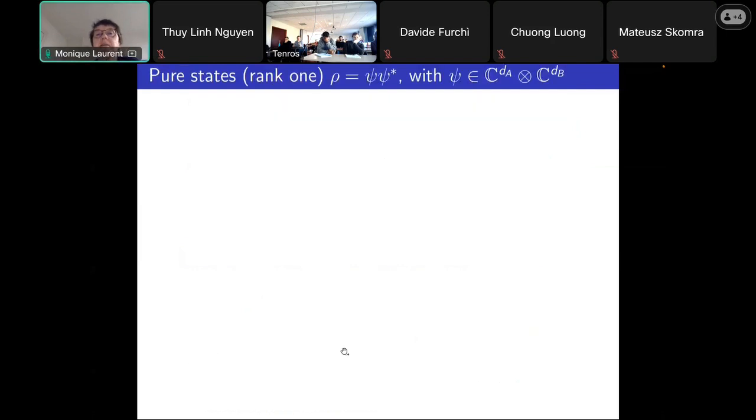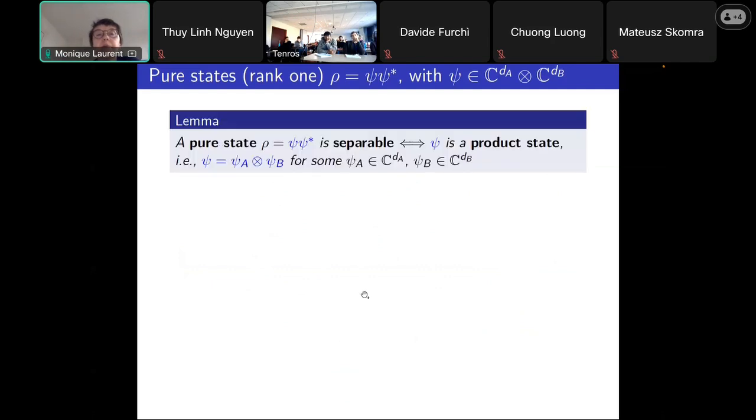Okay, let's see a first example, a pure state. A pure state, by definition, is a rho which has rank 1. So it can be written as psi psi*, where psi lies in the tensor product space. It's not very difficult to see that such a rho is separable if and only if psi is a product state, which means that psi is itself a tensor product of two vectors, the first coming from the first space and the second one coming from the second space.